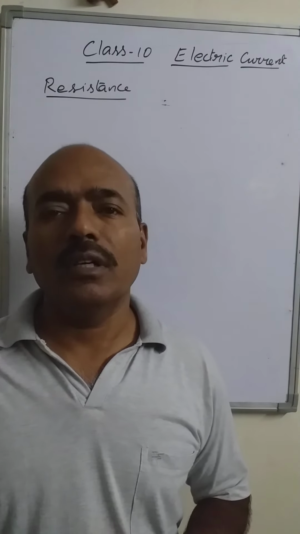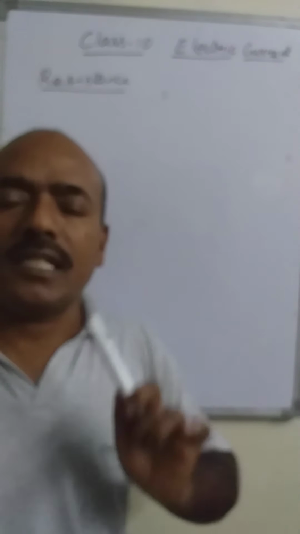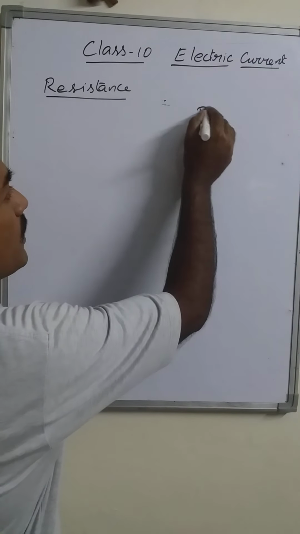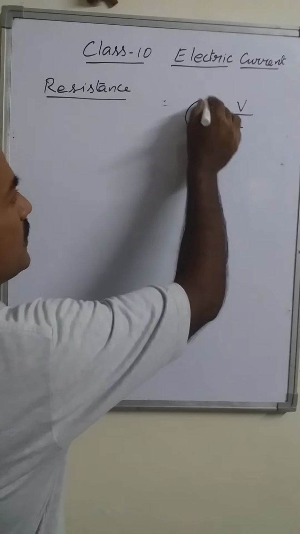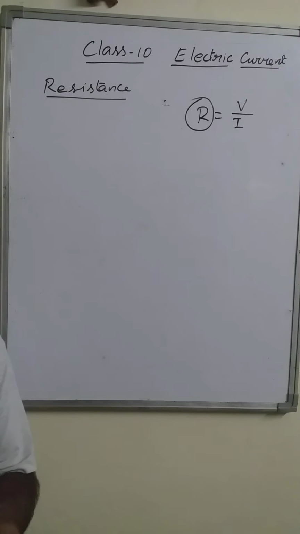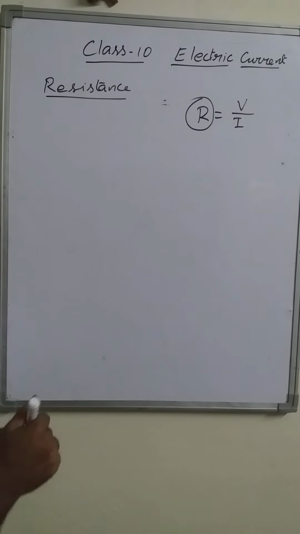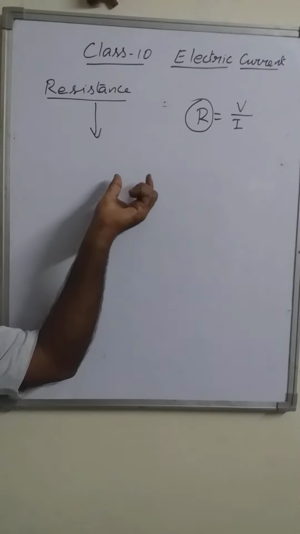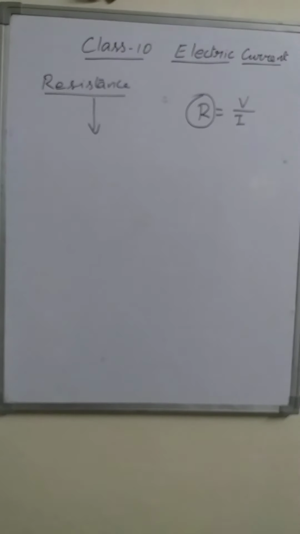That was the demonstrational verification of Ohm's law. Now we move on to the next topic, resistance. In that experimental verification, we proved that V upon I is equal to constant. That is, the resistance of a conductor is constant. Now, we must know what is resistance. Resistance is the internal, or we can say inherent, property of a conductor by which it can oppose the flow of electric current.